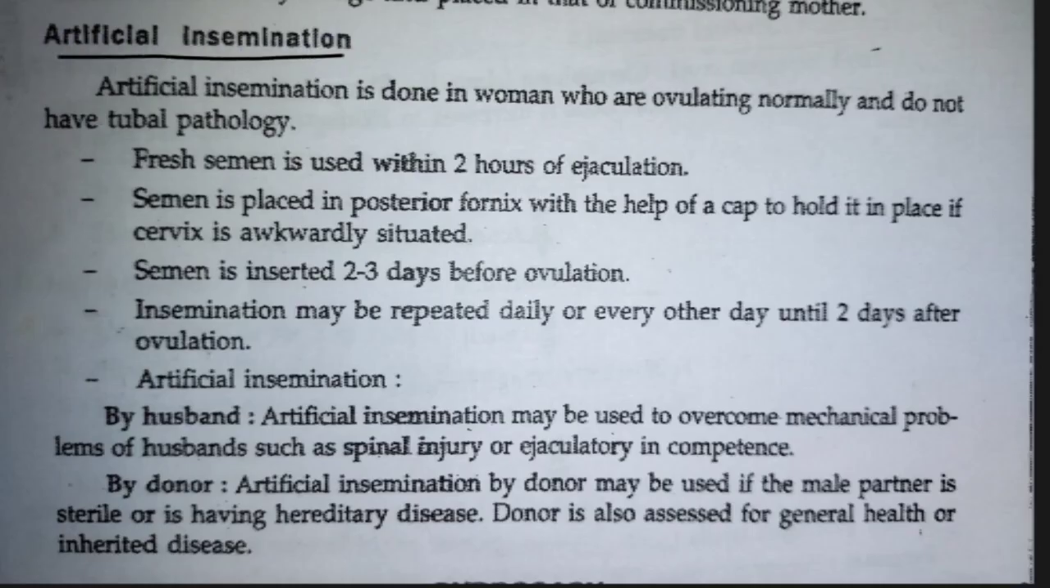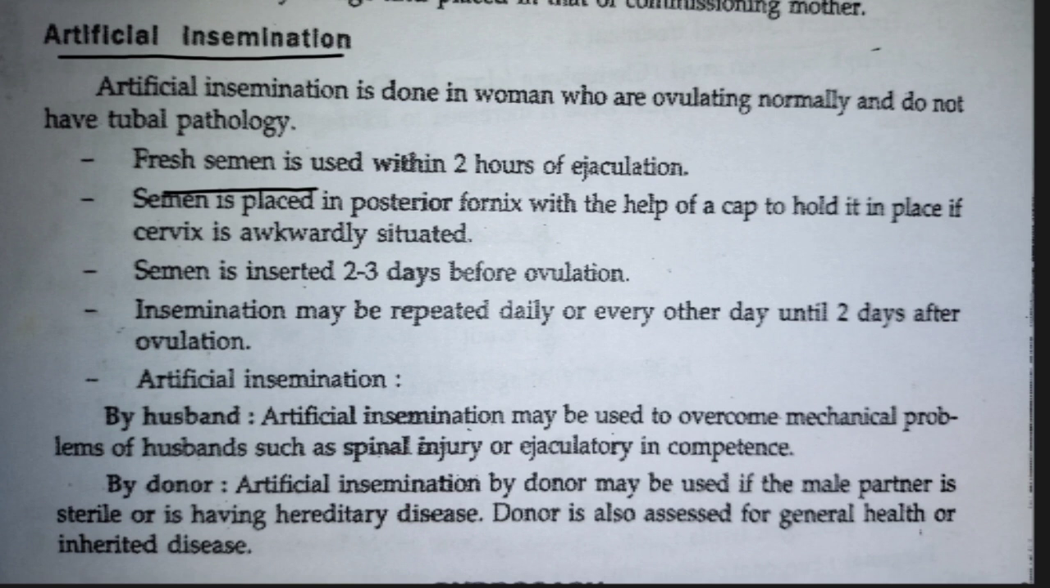Artificial insemination. This is a process where semen is collected and inserted into the uterus of the woman in an artificial way. The semen which is inserted will be very fresh. It is not prolonged semen, because if it is prolonged, there might be a contamination problem, infection can occur, and even the sperm might be dead. It will not be active and healthy. So, we will use the fresh one.